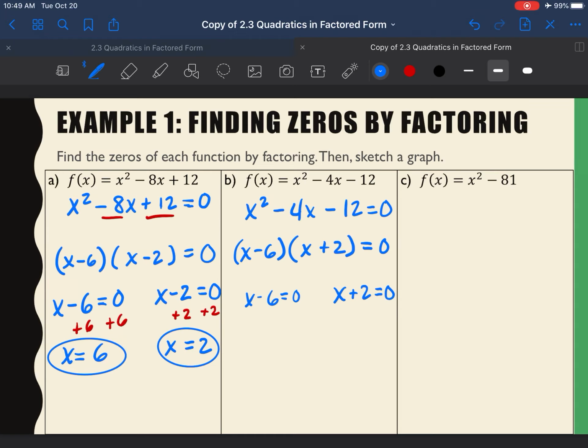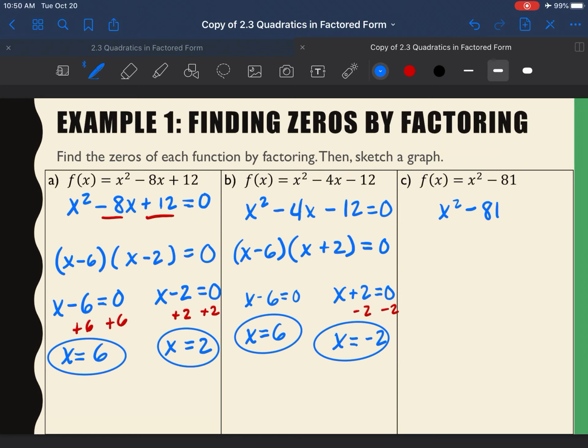And on the left one, add 6 to both sides, so x is equal to +6. On the right side, you will have to subtract 2 on both sides, so you get x is equal to -2. So there are the two roots for that one. Repeat the same thing on the last one, so set it equal to 0.